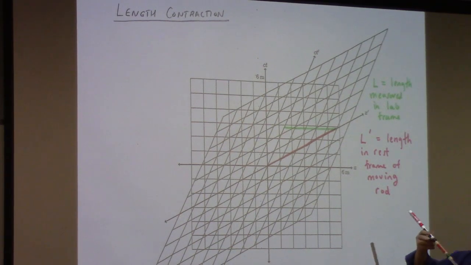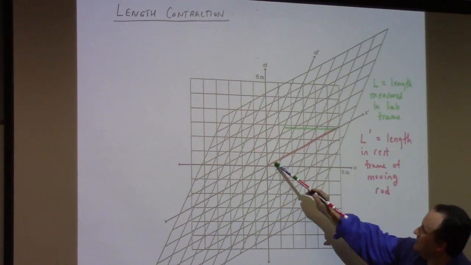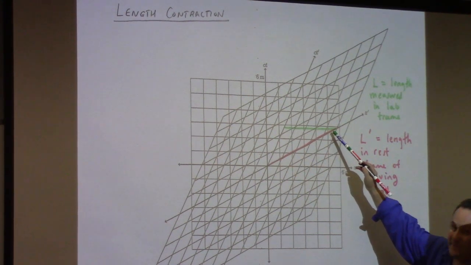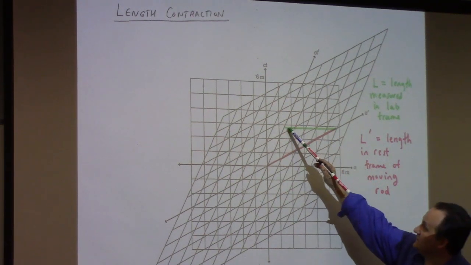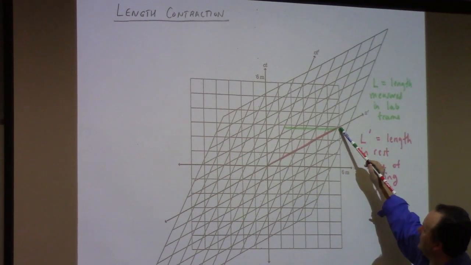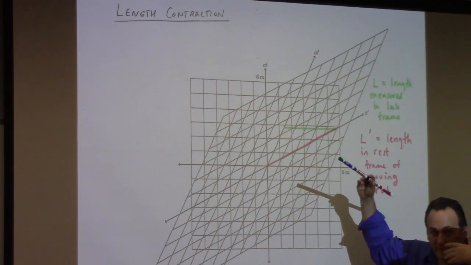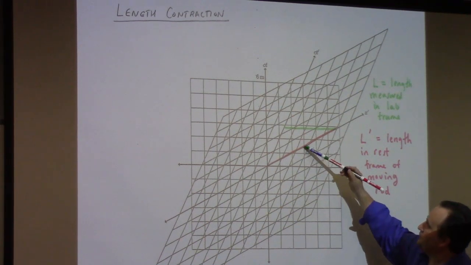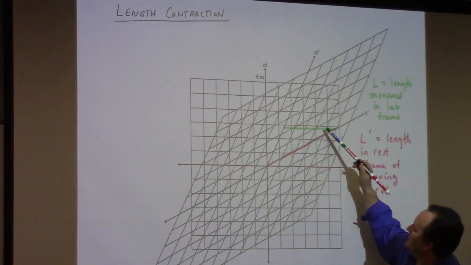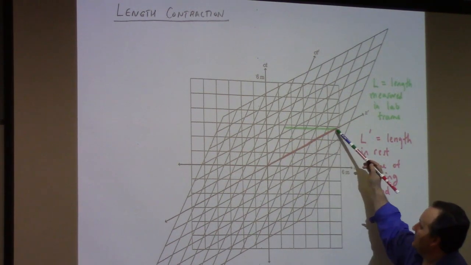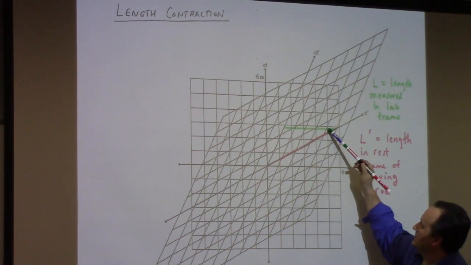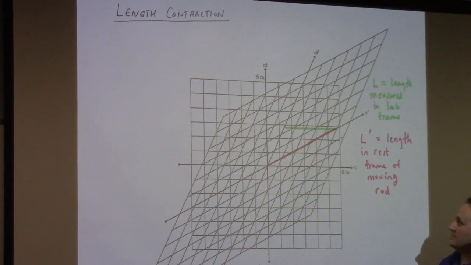So if I'm going to calculate the length of the rod that's moving, with respect to the lab frame, I end up calculating this green distance right here. The rod is moving with the lab frame, so it moves up to here. And in the lab frame, you're measuring the length of the rod at the same time. So you measure the shorter distance because that's the distance that you measure at the same time.